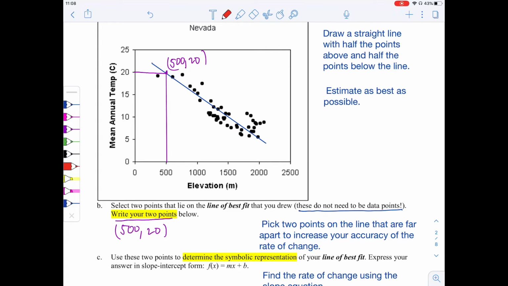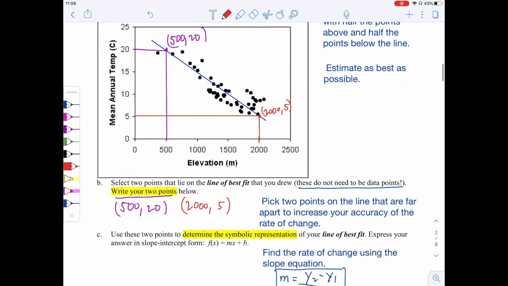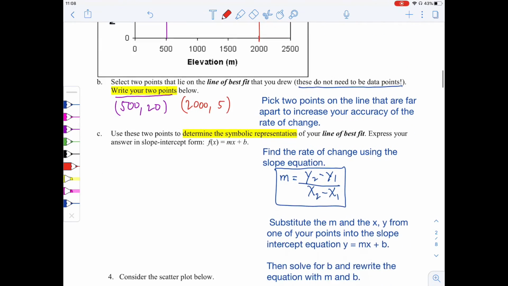If we do our second ordered pair, let's do 2000. Go up right around there, and then we go across. That's going to intersect at about 5. So that's 2000 on the x-axis, 5 on the y. So we have our 2 points, (2000, 5). We just picked 2 points. They don't have to be the points that are given, just 2 points on our line.